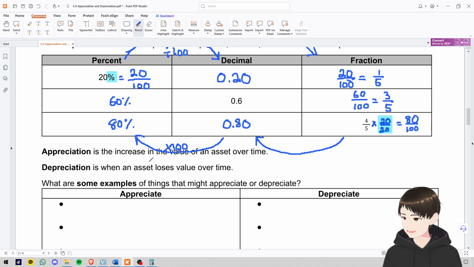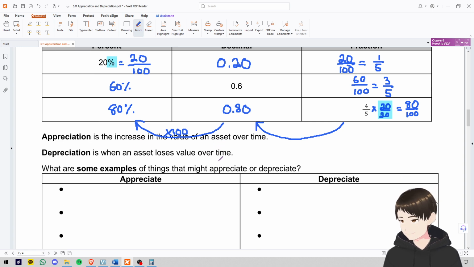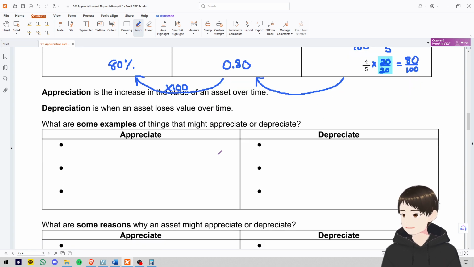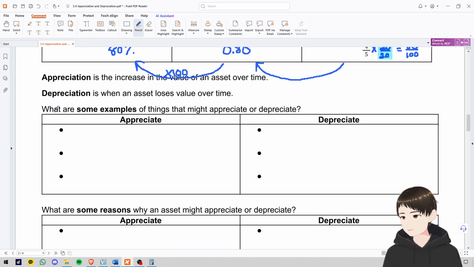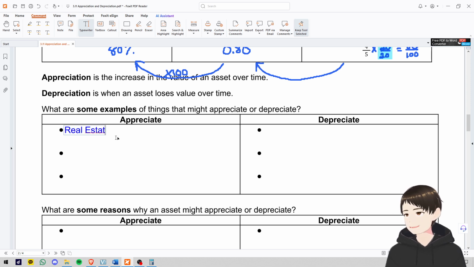Depreciation is the decrease in the value of an asset. That can happen for a lot of reasons. Typically, though, we're going to talk about it in terms of some generalities. What are some examples of things that might go up? I would, at this time, ask people to raise their hands and give input, but since I'm not there with you, I will talk about some of the more common things, like real estate.